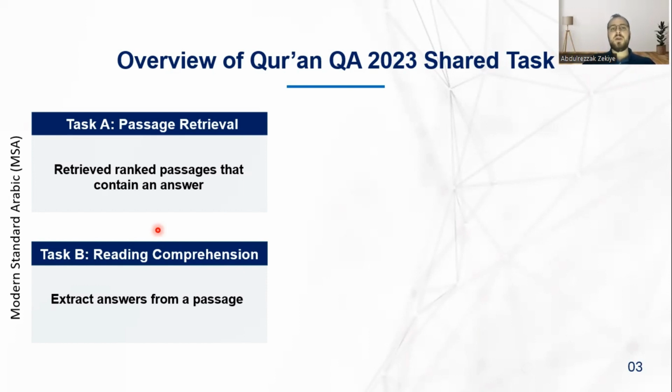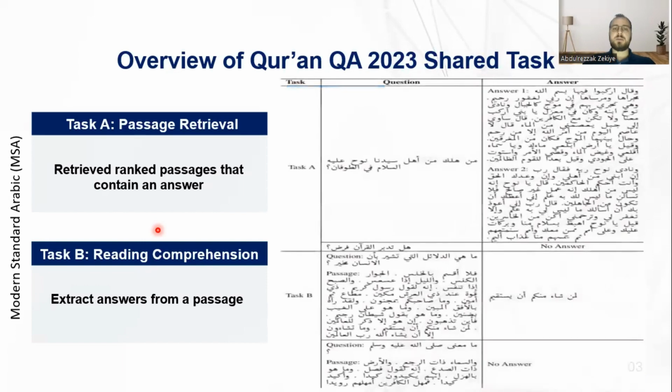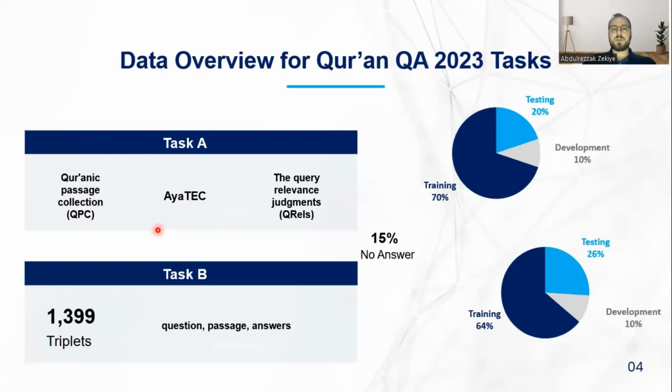In task B, which is a reading comprehension task, we have a question and also a corresponding passage. And from that passage, we'd like to extract the parts that might have an answer to that question. And again, up to 10 parts. And again, in some cases, we might have no answer. To the right, we can see some samples of those tasks' output.